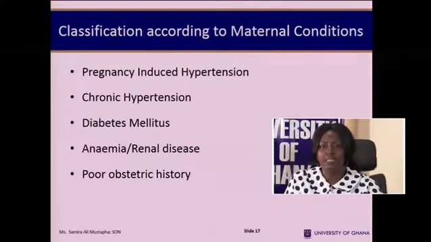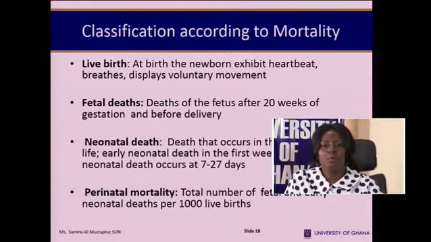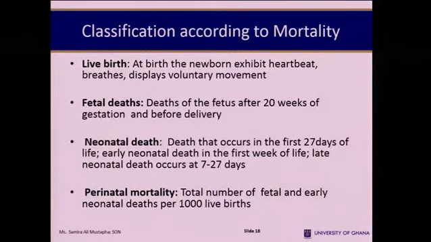So I want us to look at classification according to maternal conditions, when the mother either has diabetes, anemia, or any other condition that will affect the fetus's growth and development. And then classification according to mortality. Here we talk about the live birth, the fetal death, the neonatal death, and perinatal death. This informs our demographics and also helps us to know around which time we are having these instances and therefore plan adequately to receive them.